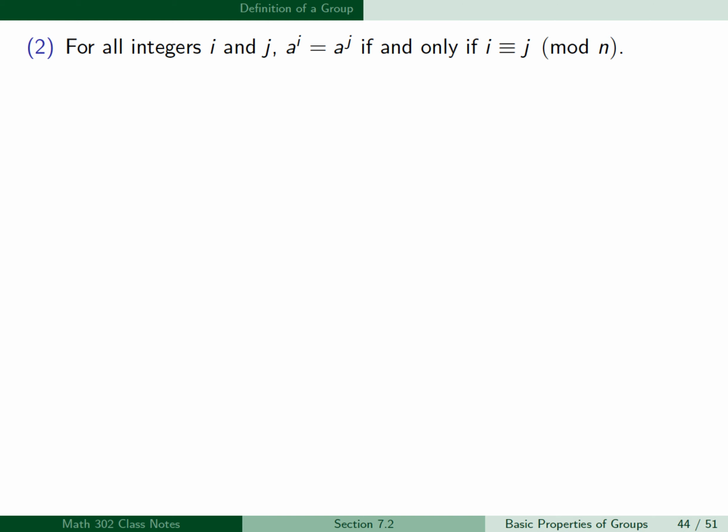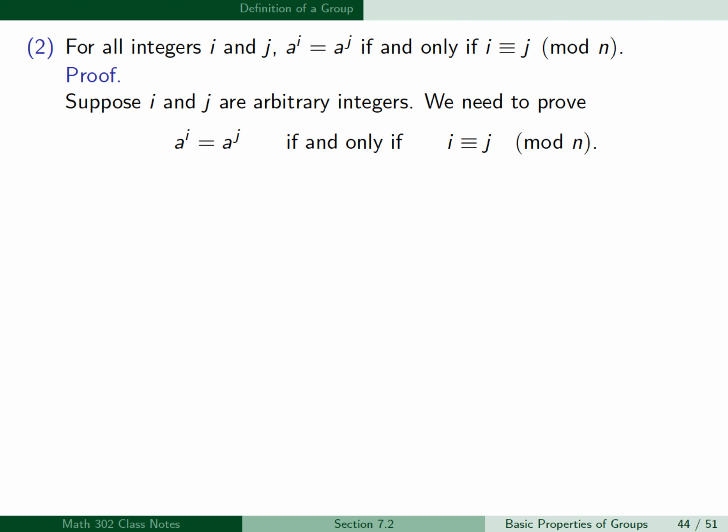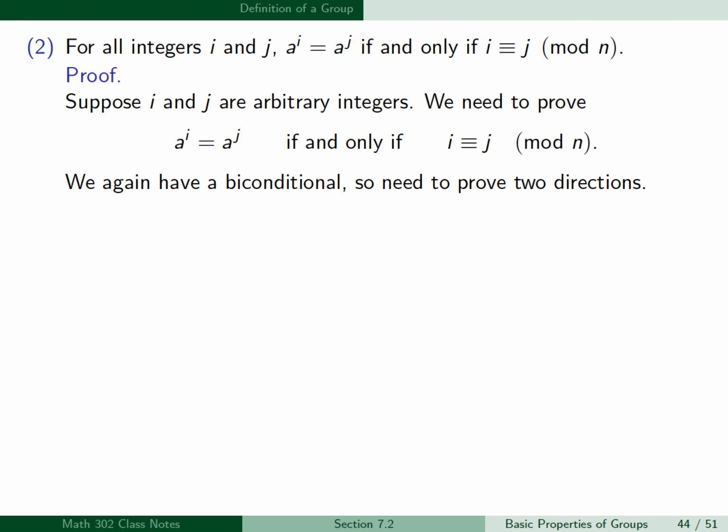We'll move on to part 2 now. So for all integers i and j, a to the i is equal to a to the j, if and only if i is congruent to j mod n. For the proof, suppose i and j are arbitrary integers. We need to prove the biconditional statement a to the i is equal to a to the j, if and only if i is congruent to j mod n.